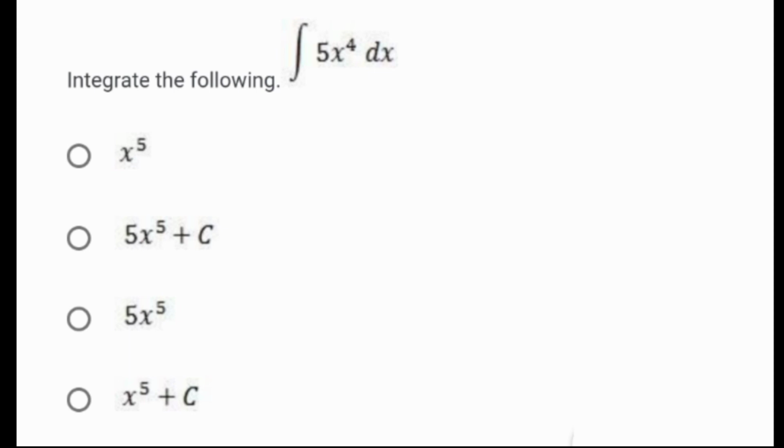But mind you, that is wrong. For every integration like this without an interval, you have to have your constant, that's plus c. So our correct answer will be D, because when we differentiate x raised to the power of 5, it gives us 5x raised to the power of 4, then we add plus c. This is a very fast way. You don't need to know a lot about integration before you can actually answer this question. Just go to your options, differentiate, and if it gives you back your question, that should be the right option.